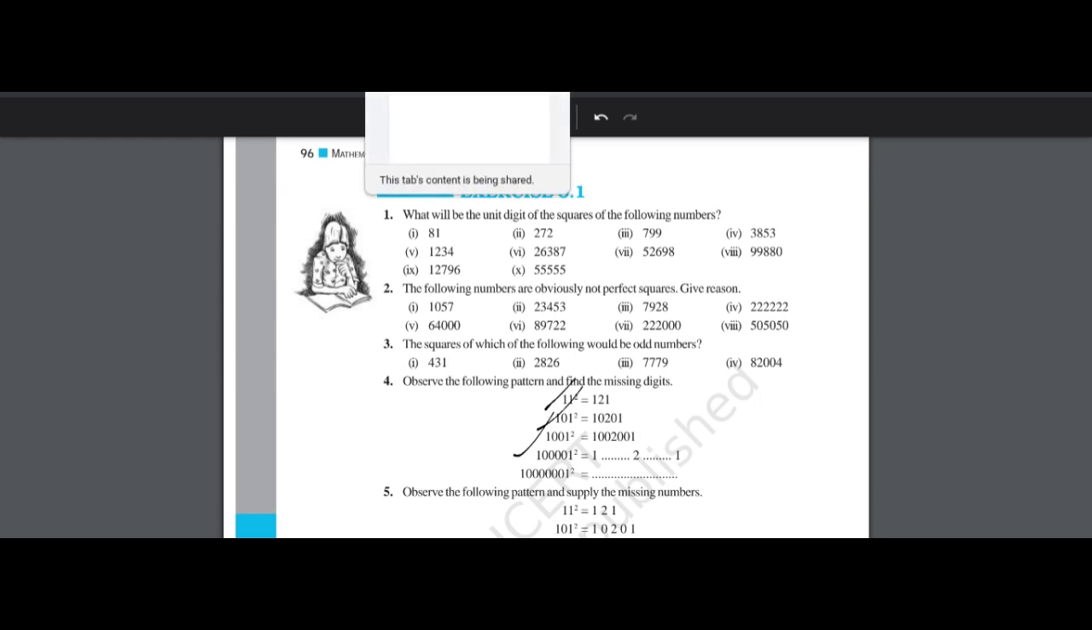Understood? Yes, ma'am. Done. And complete this. 1, 1, 2, 3, 4. For this second one, 1, 2, 3, 4. There is a 4 and then 1, 2, 3, 4, 5, 6 zeros.